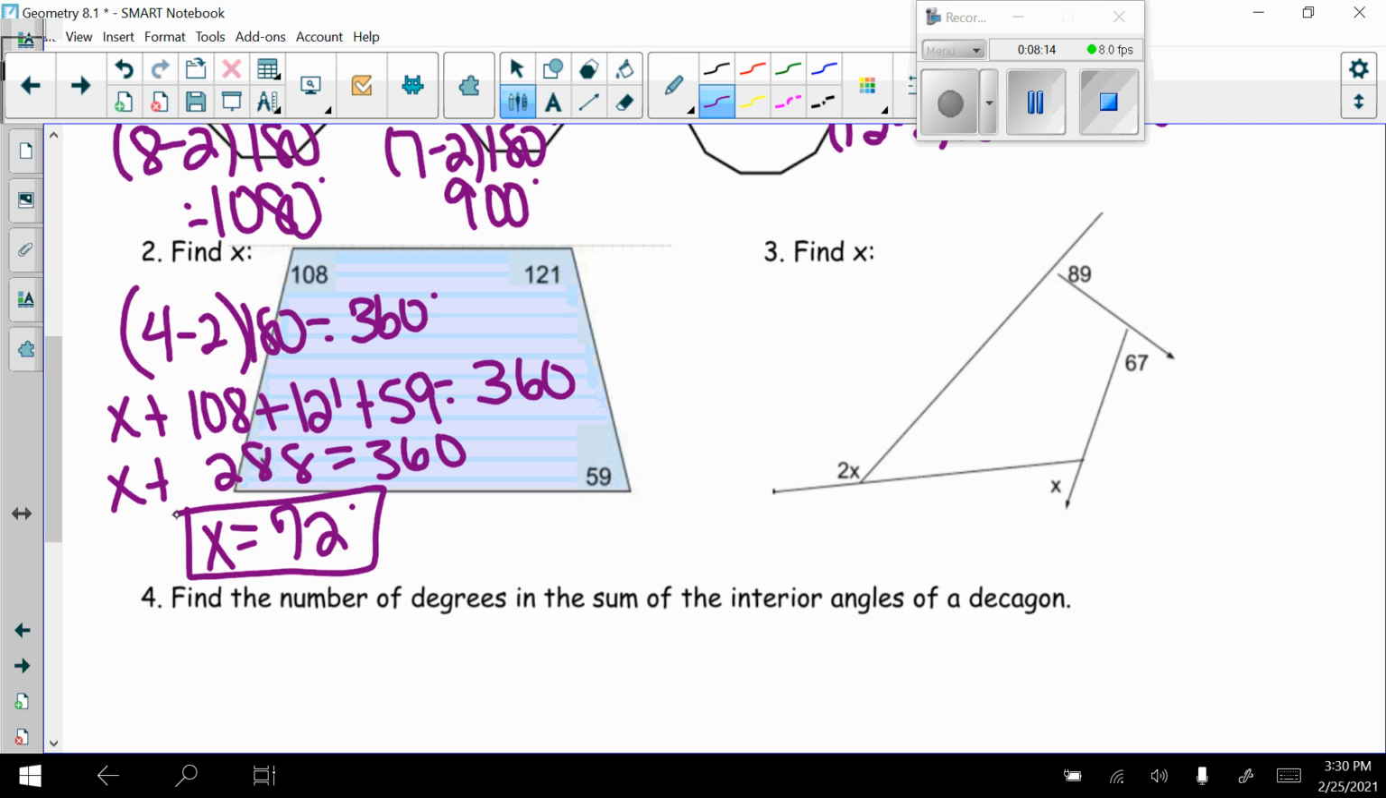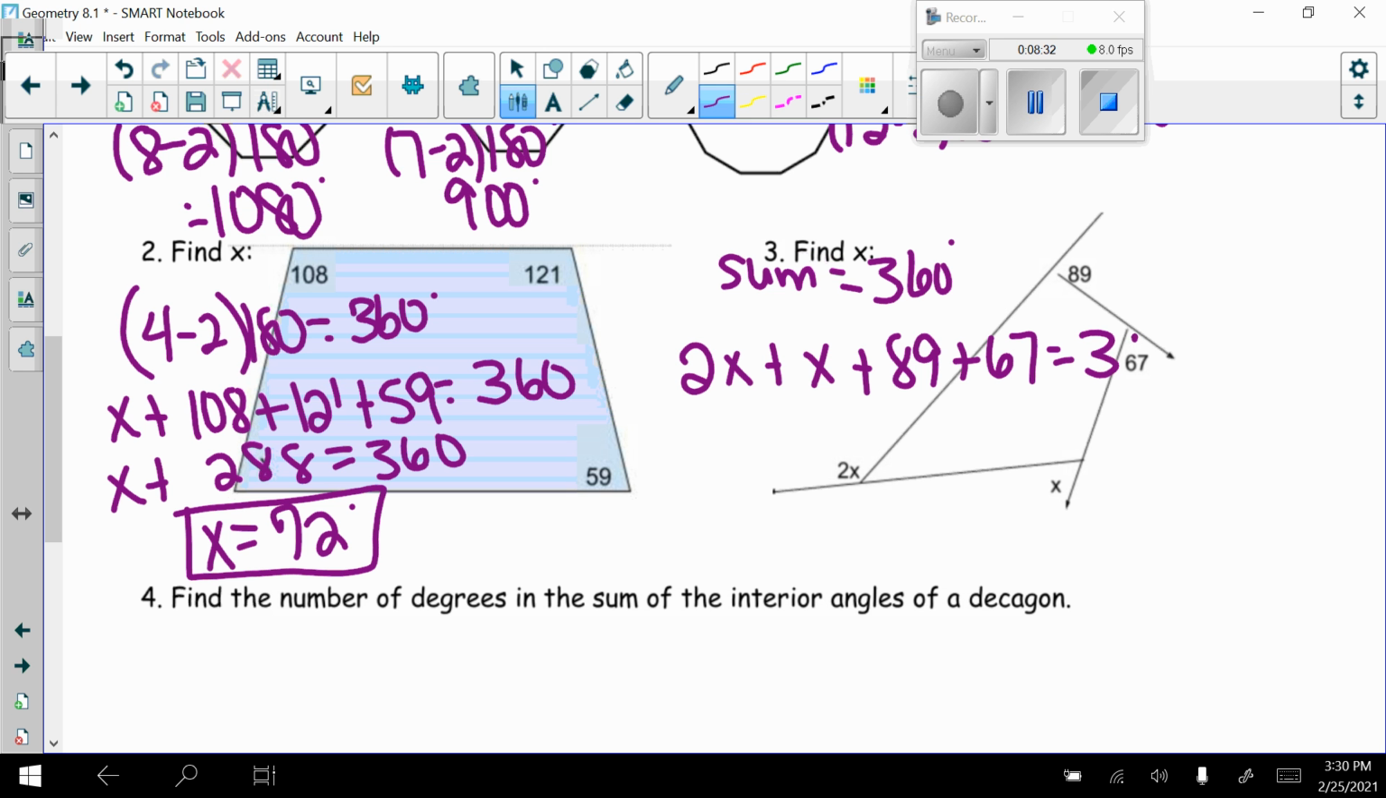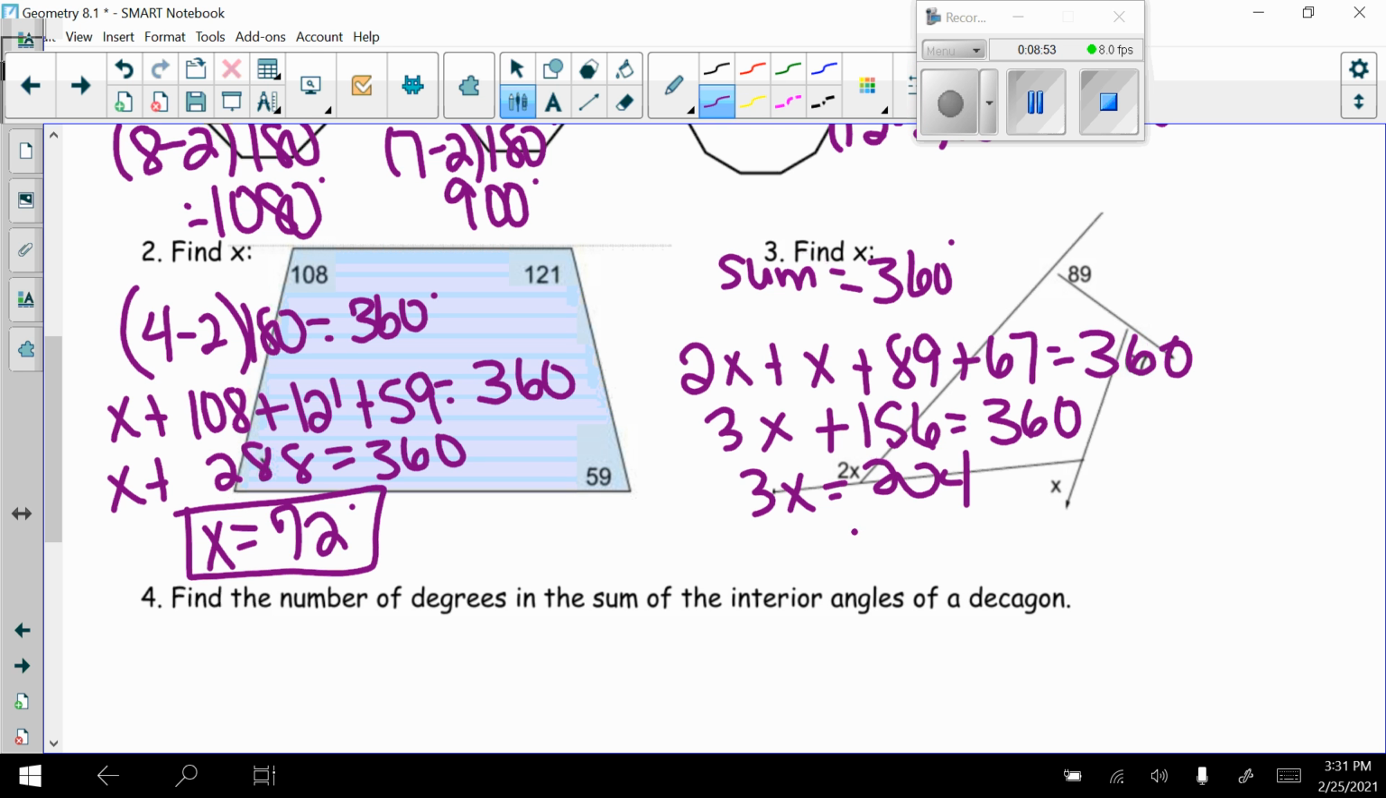Number 3, these are exterior angles. Remember that the sum of all exterior angles, no matter how many sides, is equal to 360. So we're going to add up all of these exterior angles and set equal to 360. So 2x plus x plus 89 plus 67 equals 360. Here I have 2x plus x, so I'm going to combine like terms. I get 3x. 89 plus 67 gets me plus 156 equals 360. We're solving for x, so subtract 156 from both sides, and we get 3x equals 204. Finally divide by 3, and we get x is equal to 68 degrees.